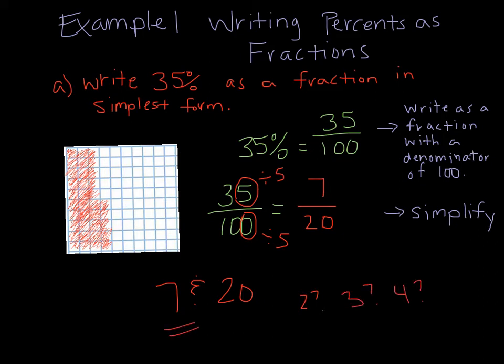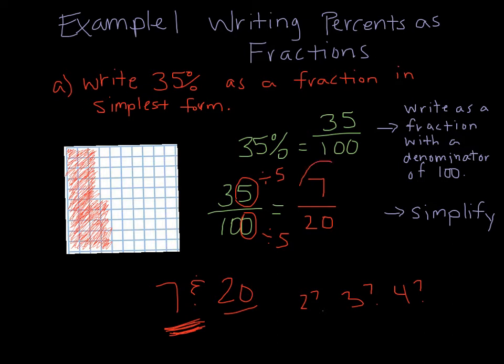Can 2 go into 7? No. Can 3 go into 7 evenly? No. Can 4 go into 7 evenly? No. How about 5? No. 6? No. 7? Yes. Can 7 go into 20 evenly? No. So that's where you stop, because if you get above 7, it won't work.